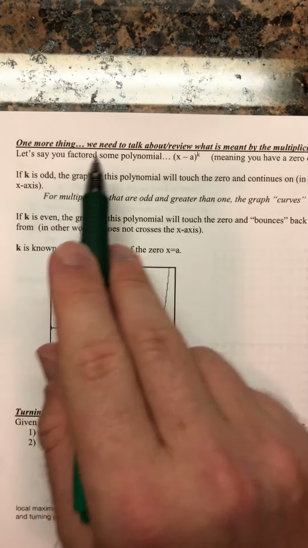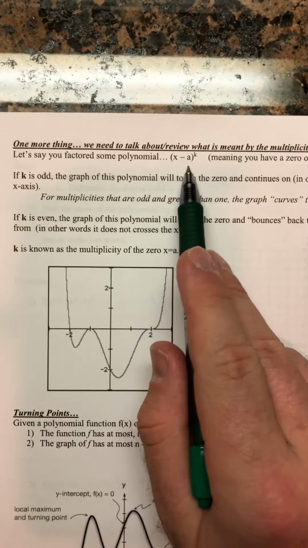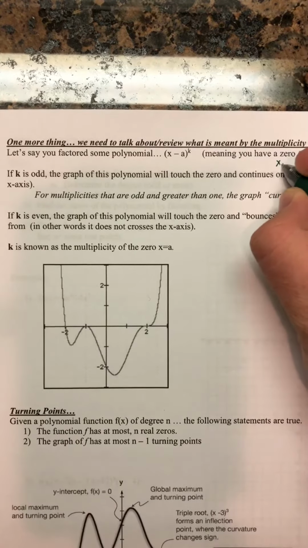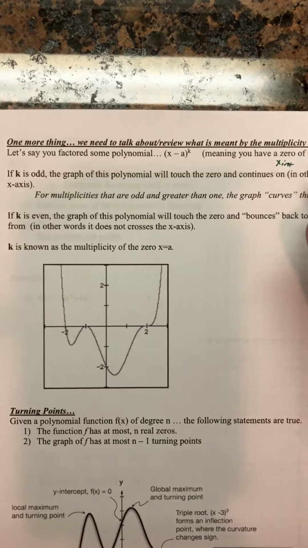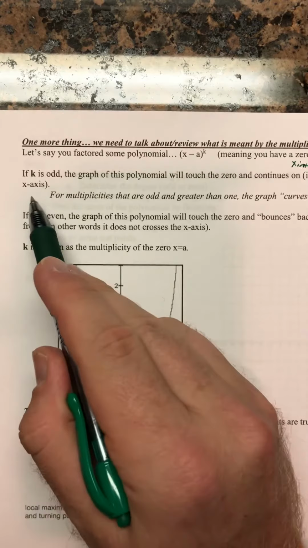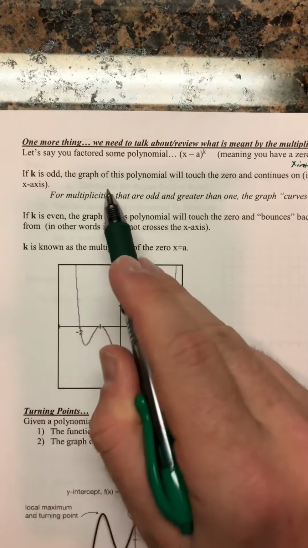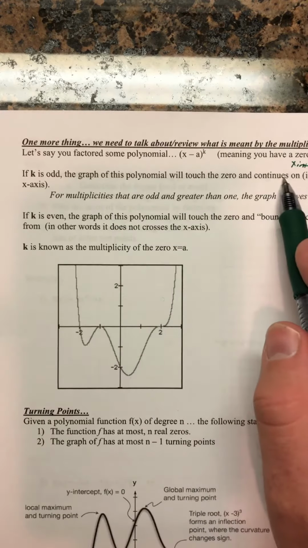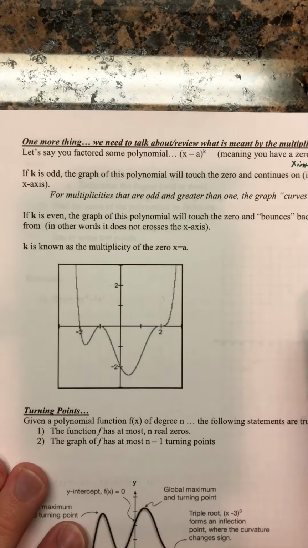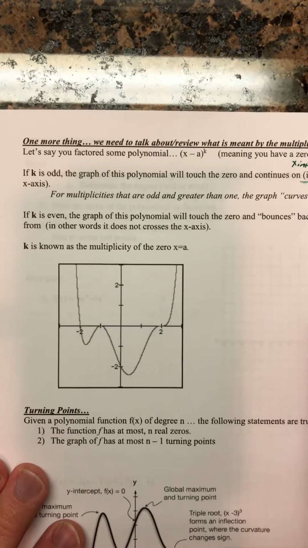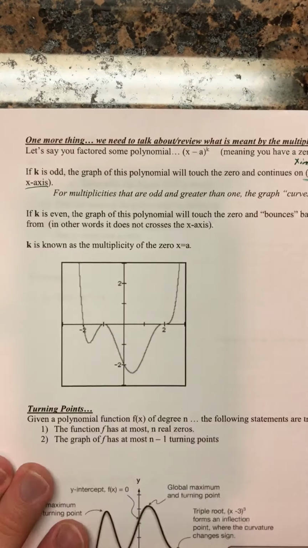Let's say you factored some polynomial, x minus a to the power of k, meaning you have an x-intercept. You have an x-intercept when x is equal to a. If your exponent k is odd, the graph of this polynomial would touch the 0 and continue on. In other words, it crosses. That's the important part. It crosses the x-axis, okay?